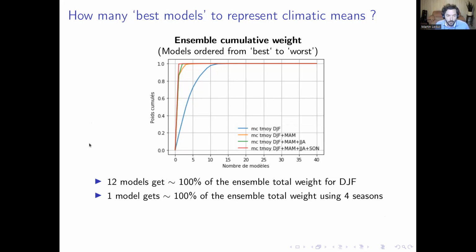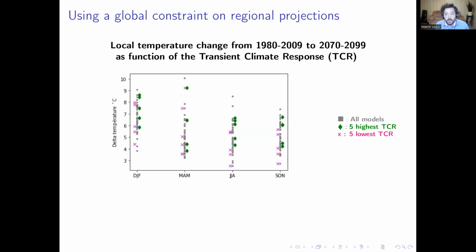So I would not advise to use that to weight regional projections, since the combined weights lead to an overconfidence in one single model, without any uncertainty. Something that we can do, as was discussed in the previous talk, is use a global constraint on regional projections. Here I just showed some relationship between temperature change for different seasons and the transient climate response of the GCM that is used, or the driving GCM for the RCM.